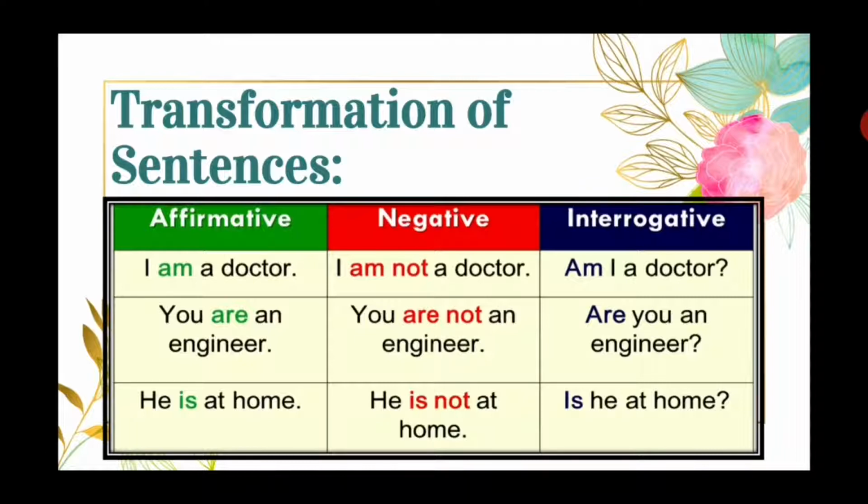Now comes the negative, about this statement when you do not agree with it. Here comes the negative one. I am not a doctor. You are not an engineer. He is not at home. Like this way. Interrogative. Now those words, how can we change them into interrogative? Am I a doctor? Are you an engineer? Is he at home? So those are the interrogative, asking a question. Asking to know anything. That's what the interrogative is.